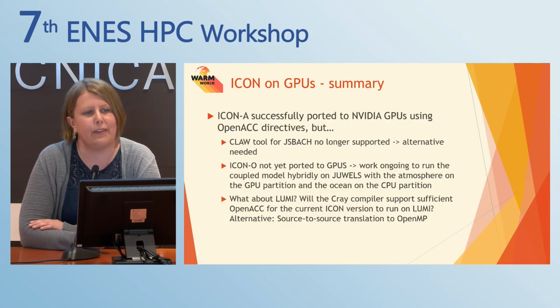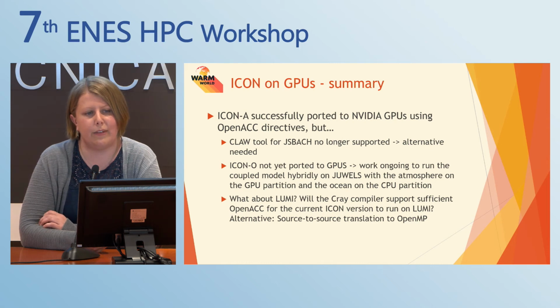So to summarize this part, the atmospheric component of ICON has successfully been ported to NVIDIA GPUs using OpenACC directives. But there are still some issues. The Claw tool that was used for JS-Bach is no longer supported or being further developed, so an alternative is needed for this. And the ocean component of ICON has not yet been ported to GPUs, and there's work ongoing to do that. At the same time, there's also work ongoing to run the coupled model in a hybrid way on the Juwels system in Jülich, which means that the atmosphere would run on the GPU partition and the ocean on the CPU partition.